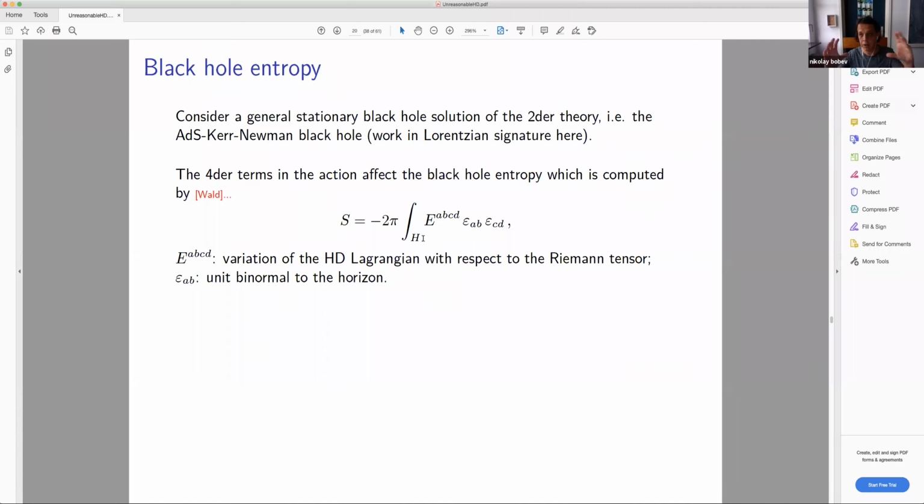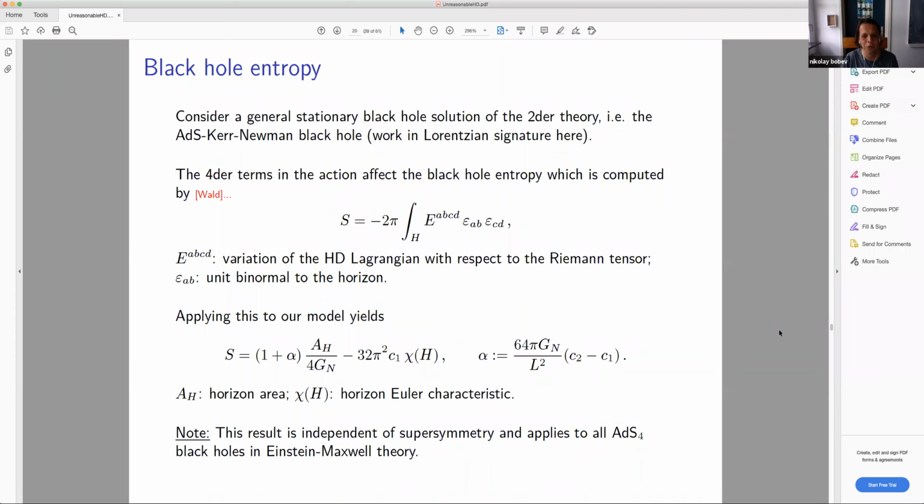horizon. So H is the horizon. H is a 2D surface. And you compute this gadget, and it's supposed to give you the entropy. That's, you know, a 1 minute explanation of what Wald did and many other people afterwards. And so we did this, and here's the final answer.